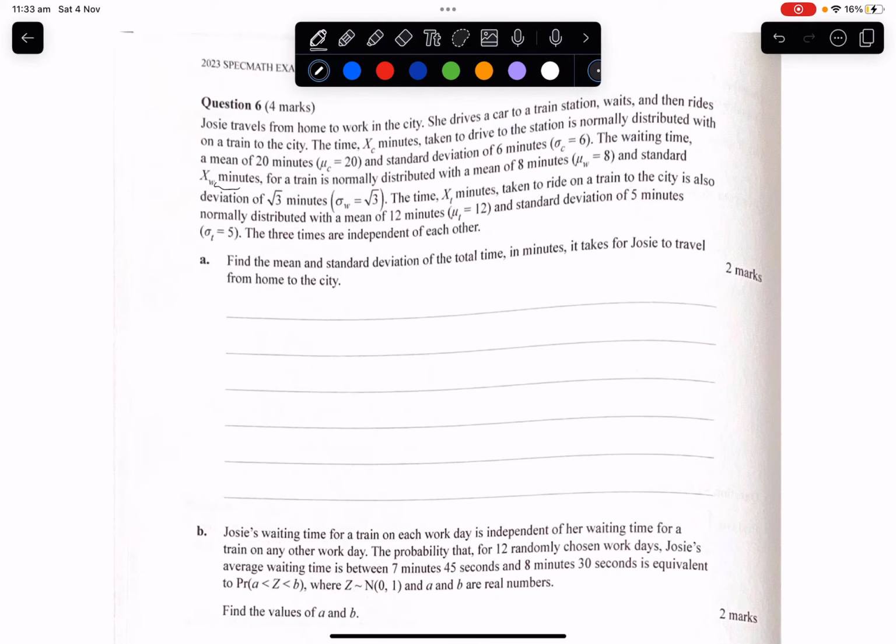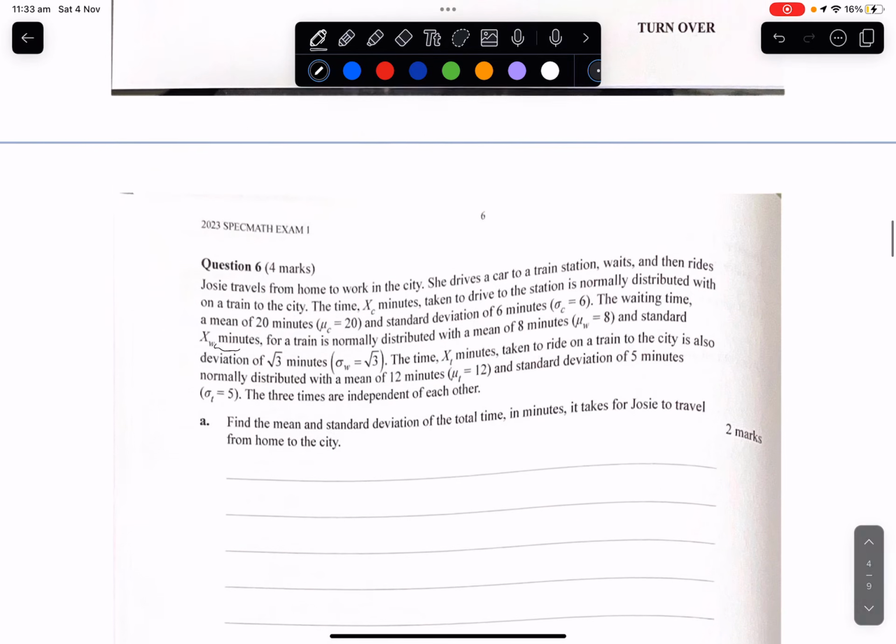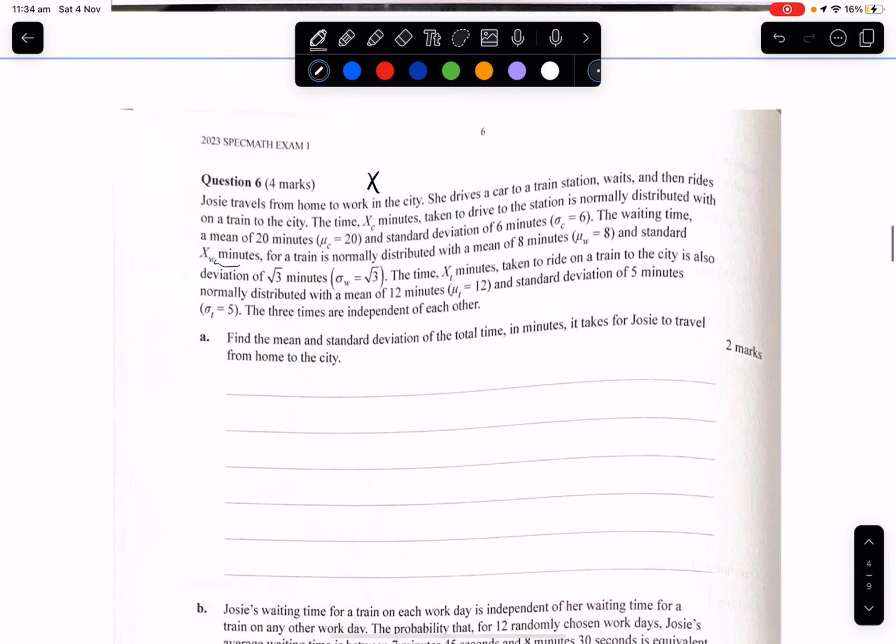Josie travels from home to work in the city. She drives a car to a train station, waits, and then rides on a train to the city. Time XC minutes taken to drive to the station is normally distributed with a mean. So it's nice to have summarized stuff for you. So mean is 20. So let's just write that out. XC is normally distributed. Mean is 20. Standard deviation is 6.